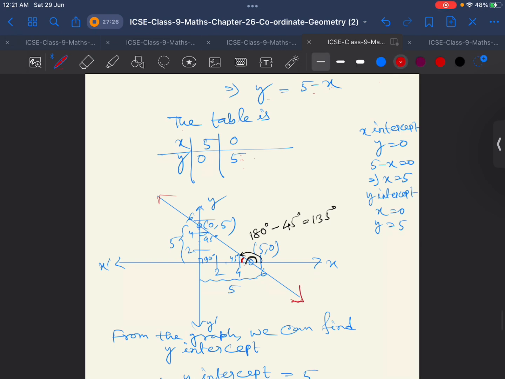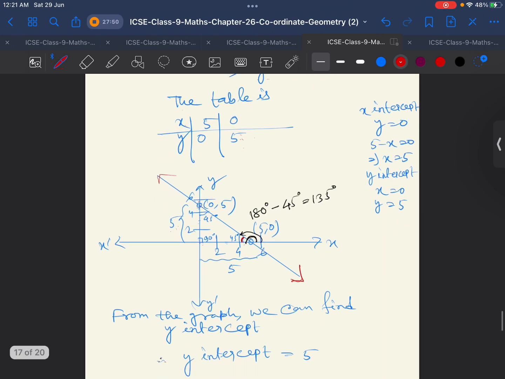This is the straight line. So here you see the y-intercept is here. This y-intercept is above the origin, so this is positive. The distance from the origin to this point is 5. So the y-intercept is 5.